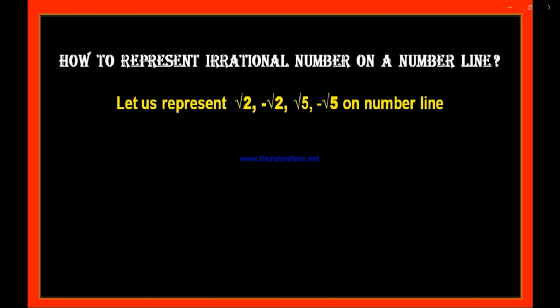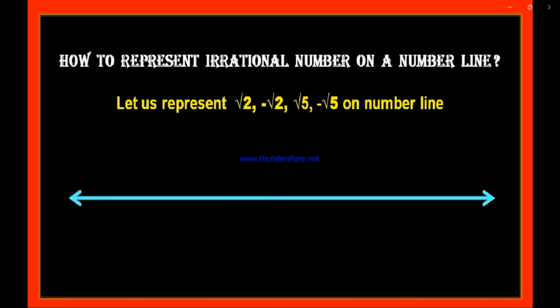Okay, good. Now let us represent root 2, minus root 2, plus root 5 and minus root 5 on the number line. Again, as usual, let us consider a straight line and name this as the number line. On this number line, let us keep points at equal distances. Understood? Now, the middle point is 0. You consider the middle point as 0.